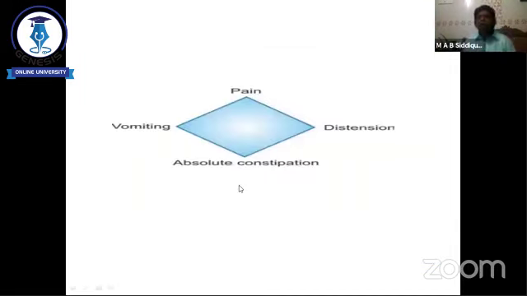So what are the cardinal features of intestinal obstruction? The cardinal features are vomiting, pain, distension, and absolute constipation. The more proximal the obstruction, the more common symptoms are vomiting and pain. The more distal the obstruction, the more common symptoms are constipation and distension. So in small intestinal obstruction, the more common features are vomiting and pain. And in large intestinal obstruction, the more common features are distension and absolute constipation.